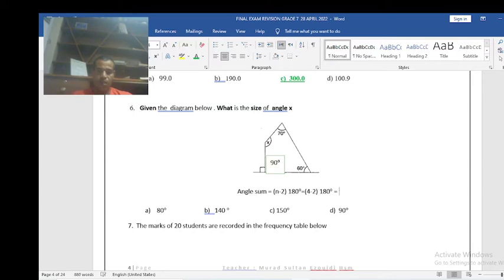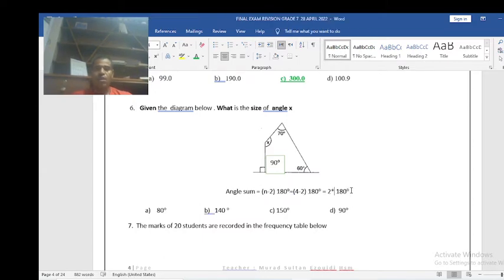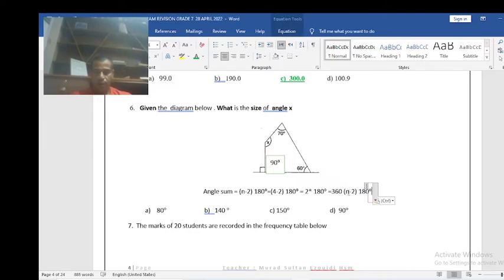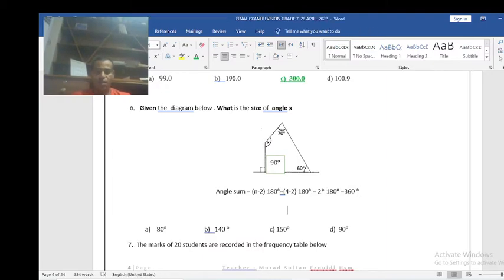Equal to multiply by 180, which is equal to multiply equal 360. Okay, this is 360 degrees, of course. So now I will use this fact to find the value of x. I will start with x, then plus 70, then plus 60, then plus 90 should be equal to 360.